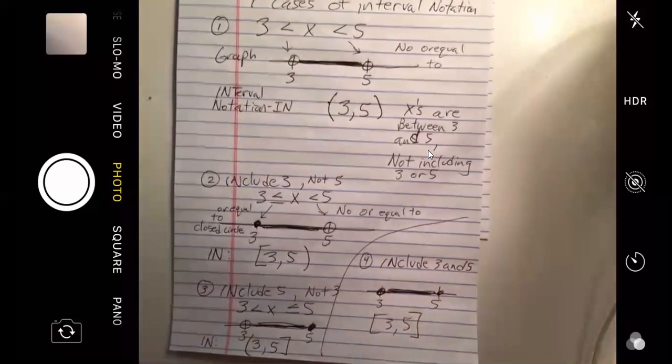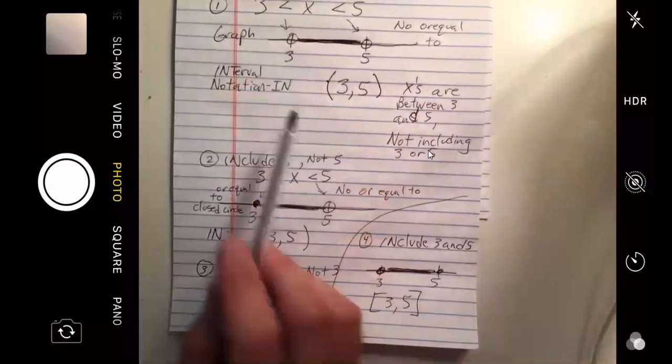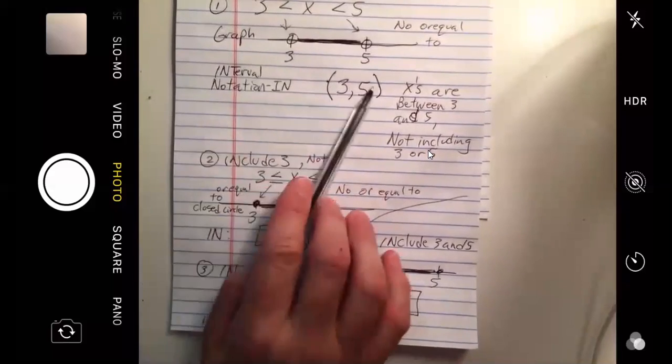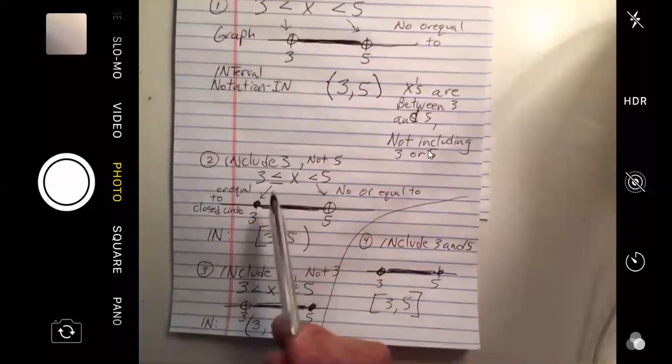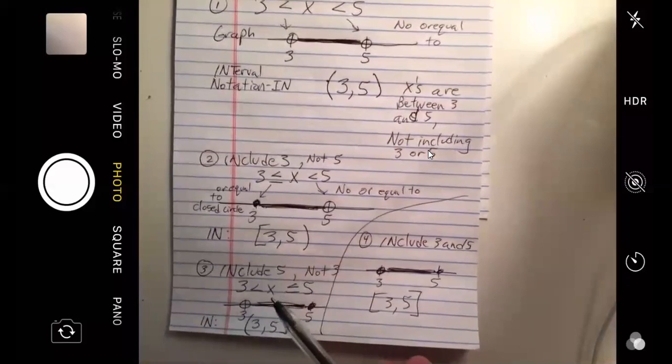All right, so this gets very technical. You've got to really pay attention to whether you have the or equal to's or not. Without the or equal to's, it's parentheses and using open circles. If something's got an or equal to, they're using a closed circle, and that changes it to a bracket.